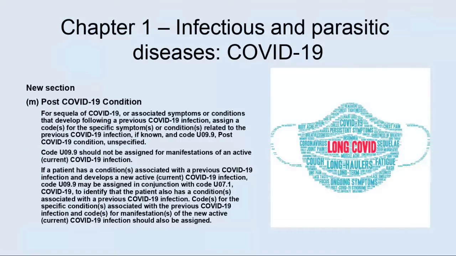So don't use U09.9 if the patient has an active infection, except if the patient has a condition associated with a previous COVID infection and then gets it again, catches COVID again, a new COVID infection. In this case, do U09.9 for the post-COVID and then U07.1 for a current infection, and then any manifestations of the current infection. So again, sequencing and strict rules on COVID.